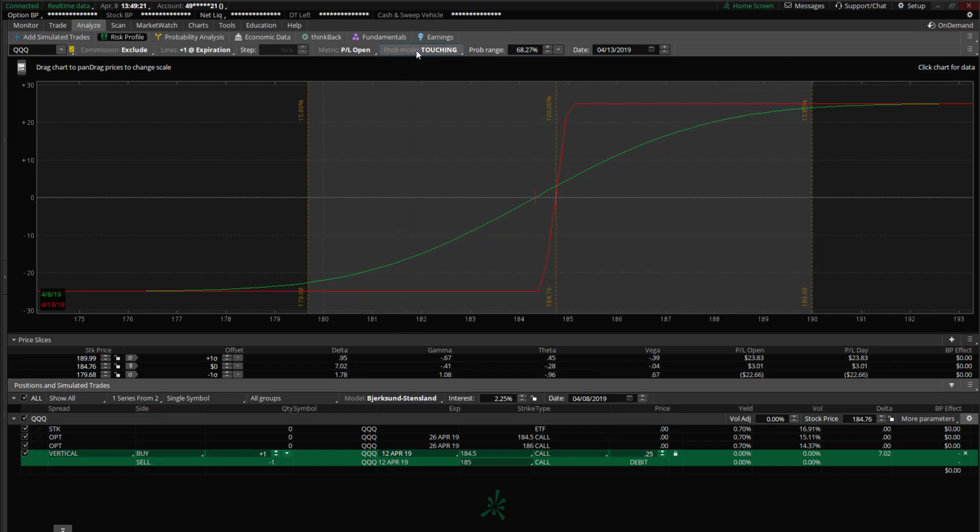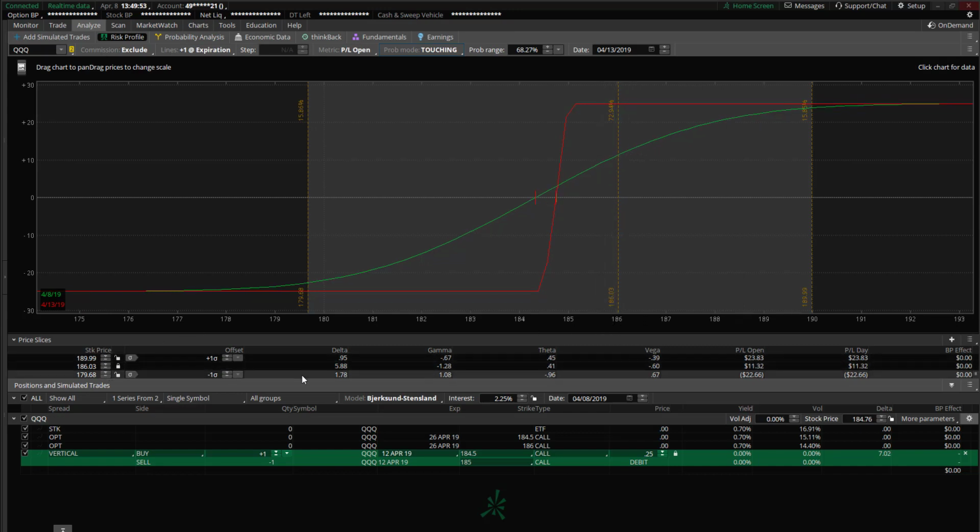This one I find most useful when I'm looking at butterfly trades. If you see here where at the money is 184.75, you can see that's our current price. Our probability of touching that is 100% because that's where we're at right now. But I can grab it and move it. What's our probability of touching the 186? We have a 72% chance of touching that.